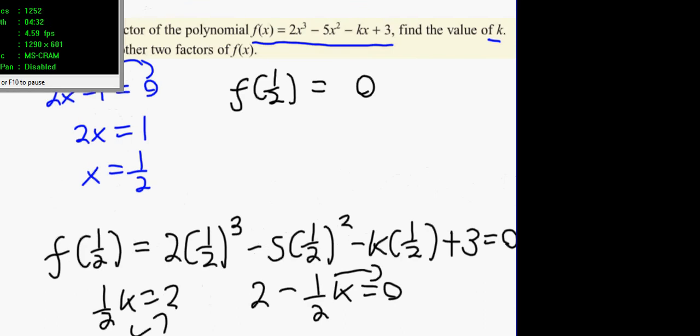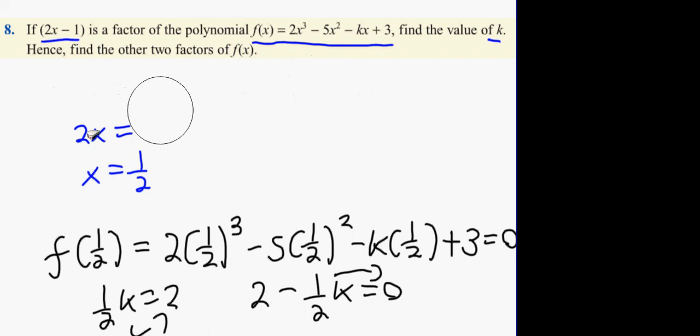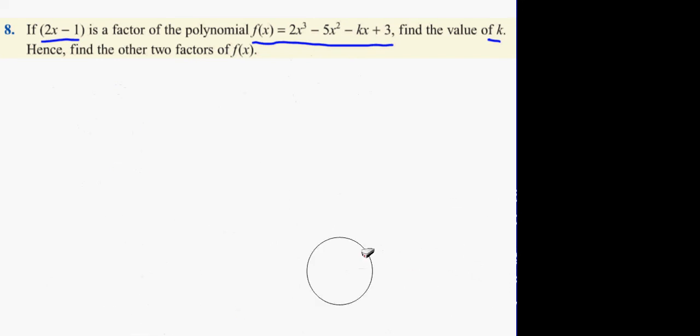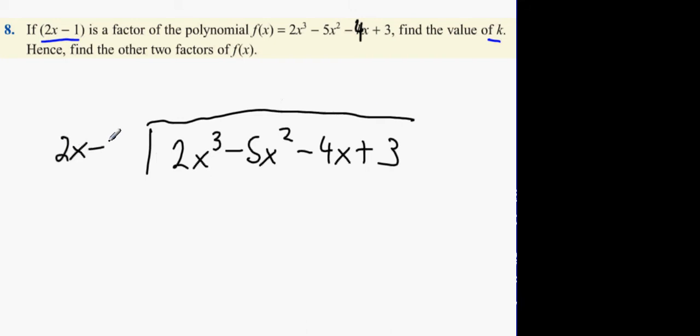Yeah. What we now know is that k equals 4. And that means all I have to do is replace k with 4. Now, to find the other factors, what I'm going to have to do is divide in by 2x minus 1. And 2x cubed divided by 2x. Anybody? x squared.